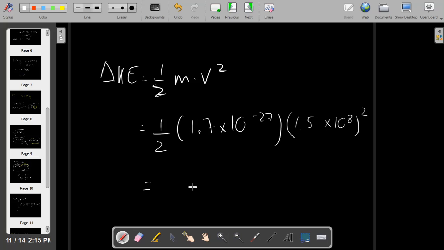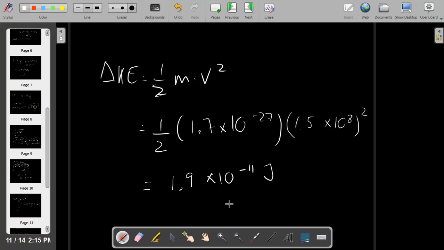Not velocity, what am I talking about? The kinetic energy, 1.9 times 10 to the 11 joules. Okay, so now I have kinetic energy. But remember, that's not what I need. I need the potential energy.